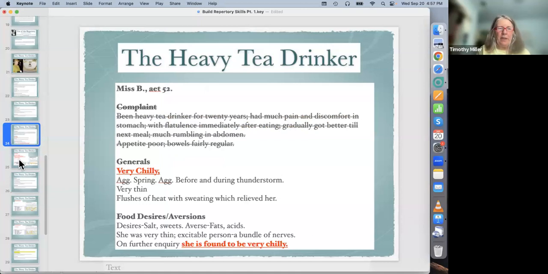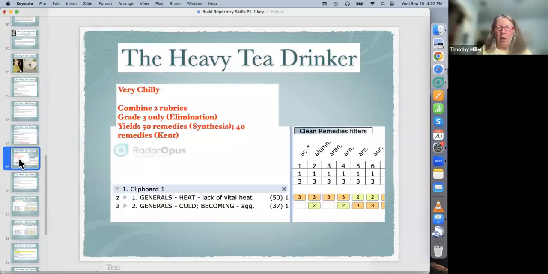So there is our first clipboard. Oh, look, I used a different, I just can't seem to get things straight when I do it on the fly, and I do it beforehand. Very chilly. Combine the two rubrics, and we used the grade 3 only as an elimination, if you will. And you saw how we did that. Okay, it looks like I used different rubrics in this analysis that I did for the presentation, but oh well.